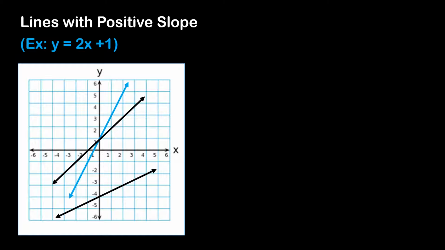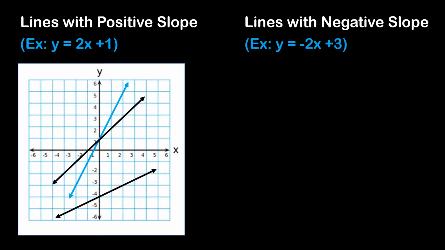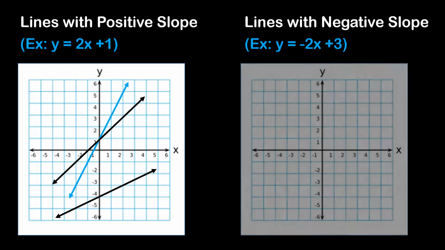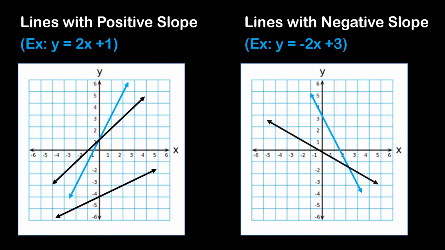And I think it'd be helpful if we compare this with negative slopes. So again, we could use an example equation y is negative 2x plus 3, and we can also graph two other equations that have negative slopes, and we notice that they all decrease from left to right. So once again, graphs or linear functions with positive slopes increase from left to right, while graphs or linear functions with negative slopes decrease from left to right.